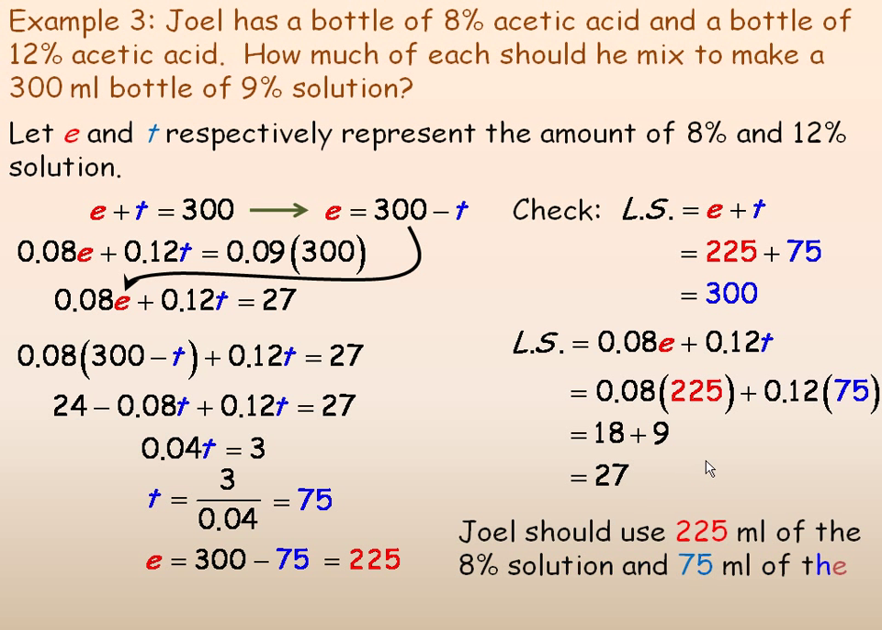So just as a concluding statement, now that we know that our solution is correct, Joel should use 225 milliliters of the 8% solution and 75 milliliters of the 12% solution. And that's the end of the lesson.